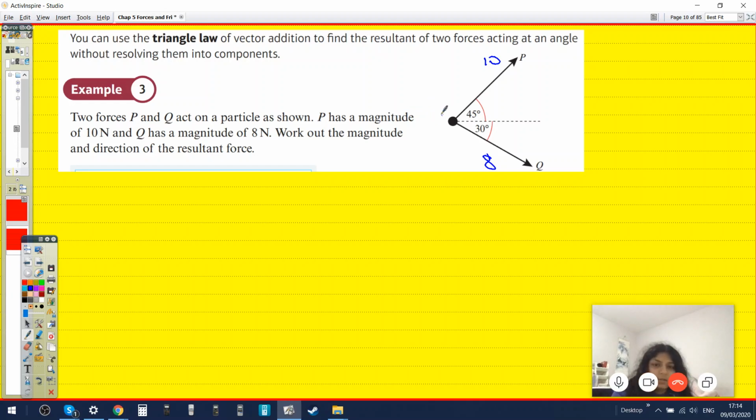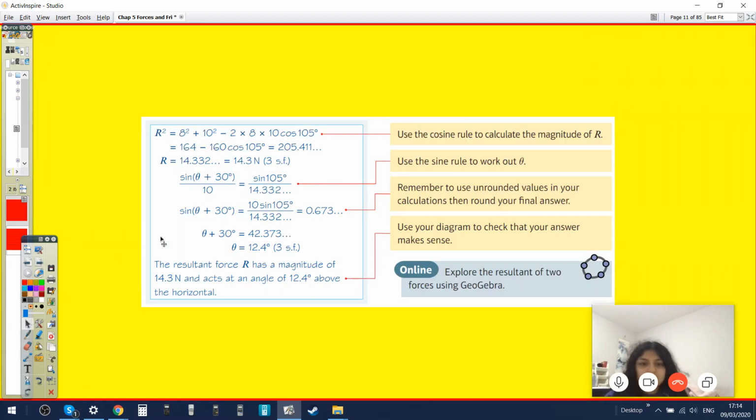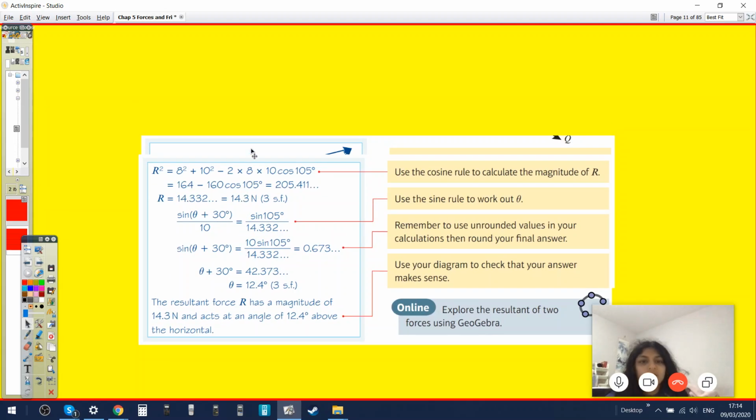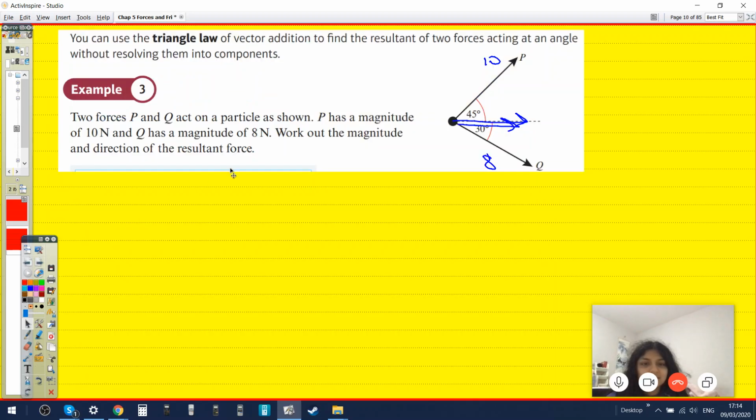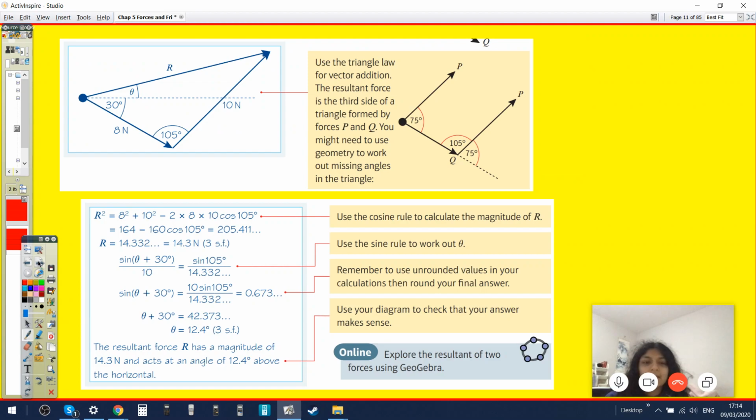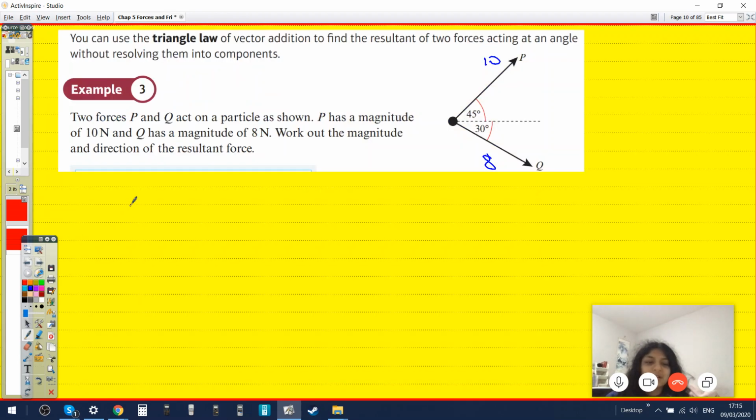Oh, okay. But it says you can do it without resolving into components. So I would have resolved that, and then worked it out. Oh, cosine rule. Okay, yeah, cosine rule. There you go. So you can use cosine rule because you've got two sides and the angle between. Okay. How do you find what the direction is?